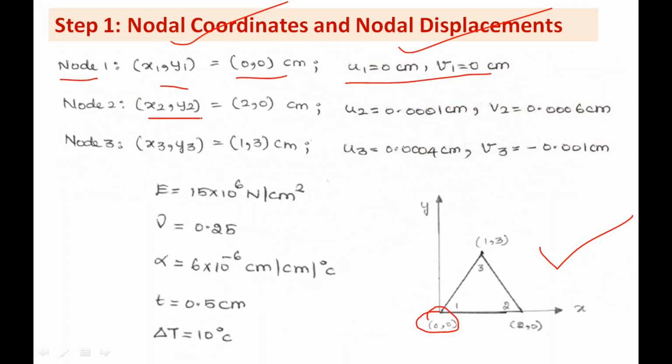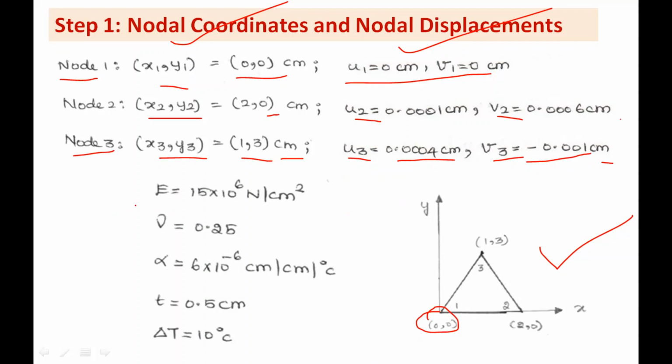Node 2, x2 y2 is 2, 0 centimeter, u2 is 0.001 centimeter, v2 is 0.0006 centimeter. Node 3, x3 y3 is 1, 3 centimeter, u3 is 0.0004 centimeter, v3 is minus 0.001 centimeter. These are the nodal displacements.